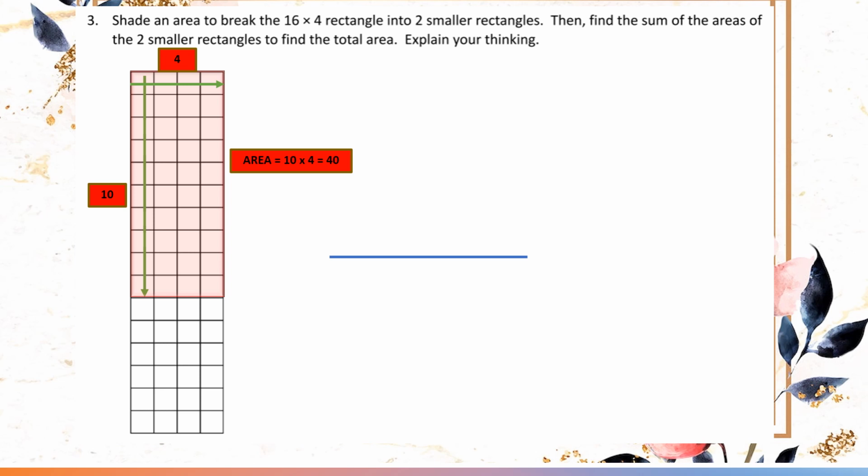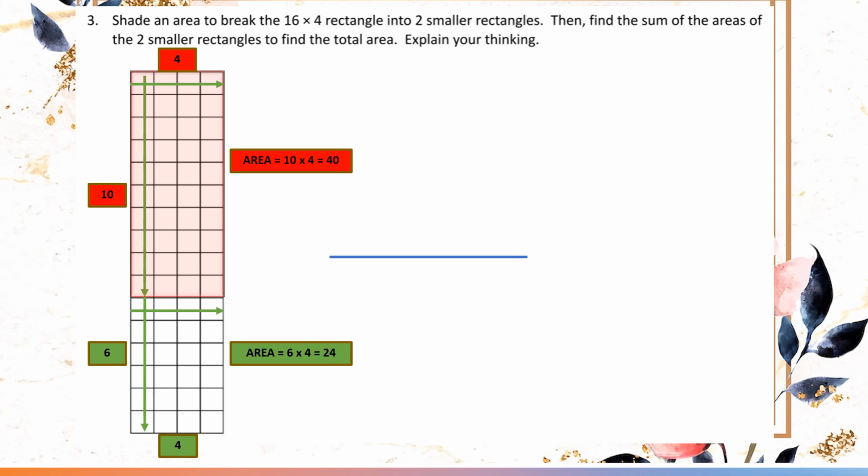Now I'm going to go ahead and count and shade in the area of my second rectangle, or the rectangle that's left. So when I count my length of the rectangle that's left, I have 6. And if I count the units of my width, I have 4. And I'm shading that rectangle in white. So you just leave it plain. So the area of my second rectangle is equal to 6 times 4, which equals 24.